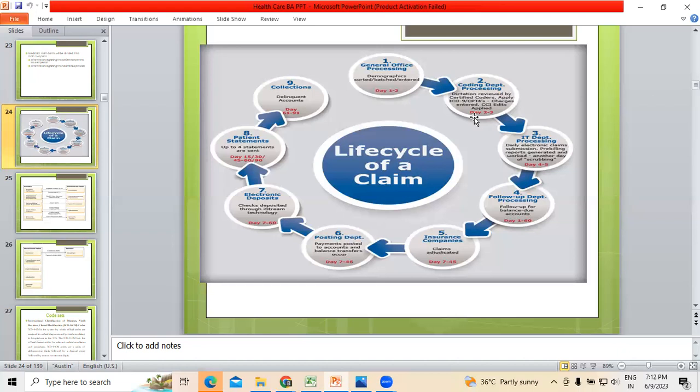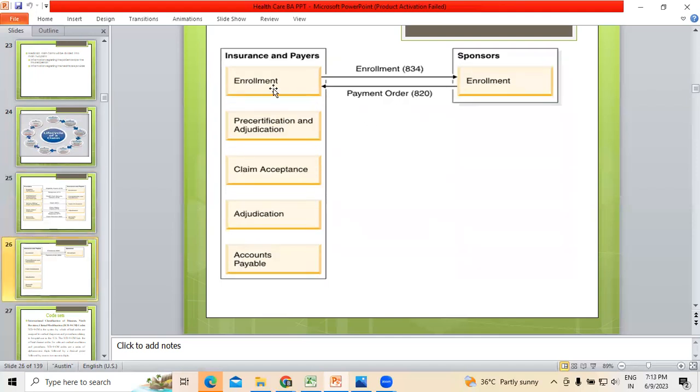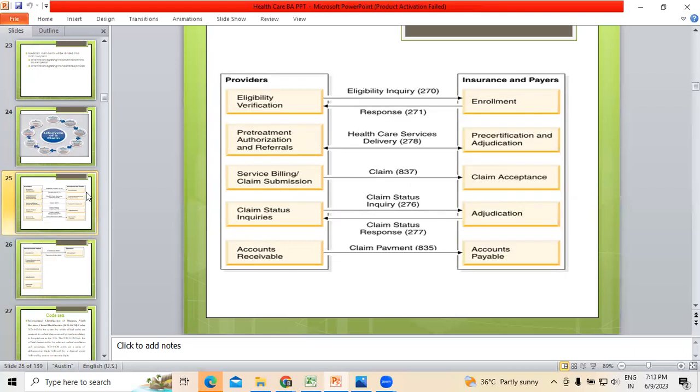So this is generally the life cycle of a claim. Now I'm going to discuss the kind of code numbers that we use. Please write down, or take a screenshot of it, because it is more useful to you. There are 3 different things here. One is the provider, second is the payer, third is the sponsor. Three parties.